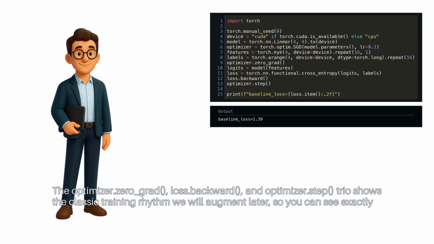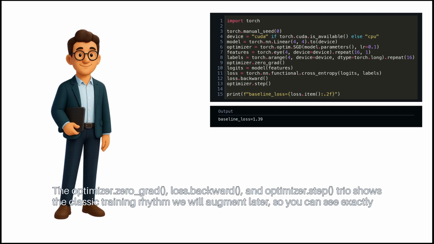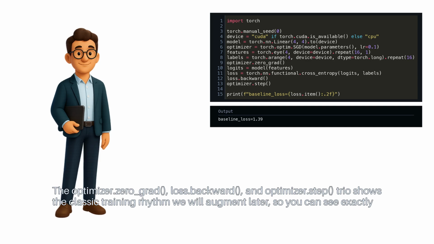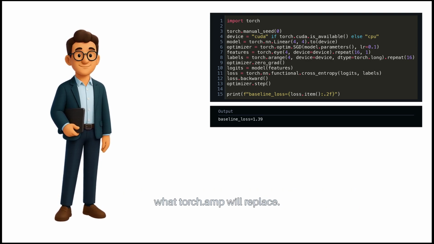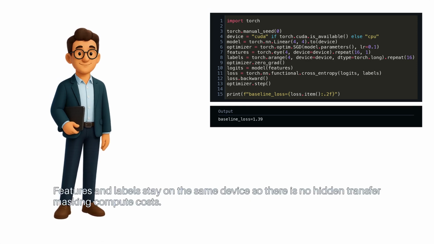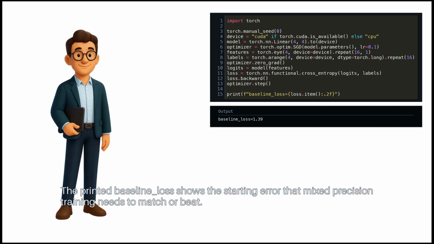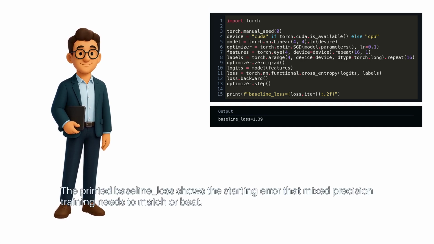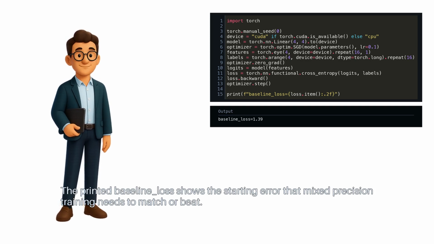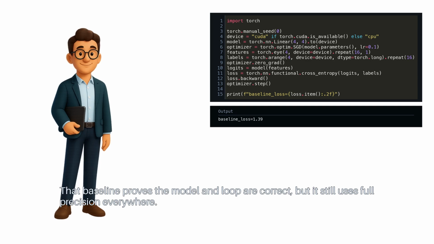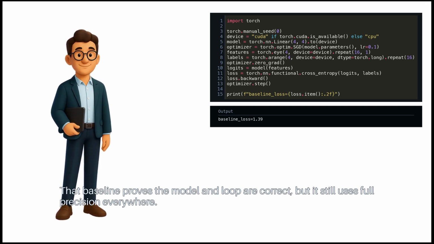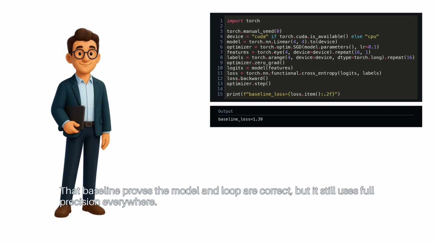The optimizer.zero_grad, loss.backward, and optimizer.step trio shows the classic training rhythm we will augment later, so you can see exactly what torch.amp will replace. Features and labels stay on the same device, so there is no hidden transfer masking compute costs. The printed baseline loss shows the starting error that mixed precision training needs to match or beat. That baseline proves the model and loop are correct, but it still uses full precision everywhere.